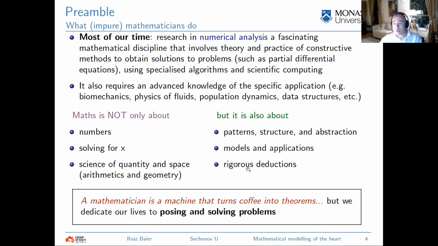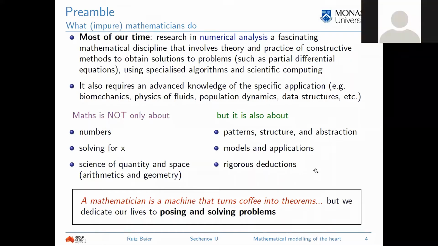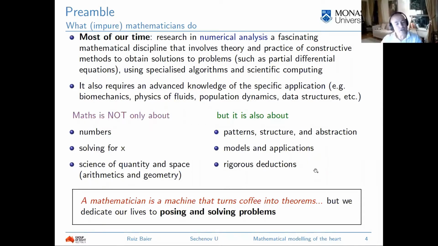And also we work with rigorous deductions. So everything that we do follows a specific line of thought. So we can trace our line of thought back and construct a theory. And this is a phrase used a lot in our field, that we are machines that turn coffee into theorems, because we drink a lot of coffee and tea or whatever. But in general, what mathematicians do, we pose problems and we try to give solutions to those problems.